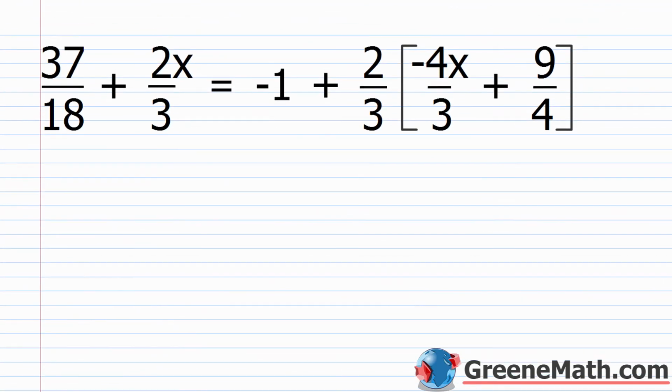All right, let's take a look at another type of problem you're going to come across. So we have 37/18 plus 2/3 x equals negative 1 plus 2/3 times this quantity, negative 4/3 x plus 9/4. If I begin my problem the normal way, if I say, okay, what's the LCD of all the fractions involved?